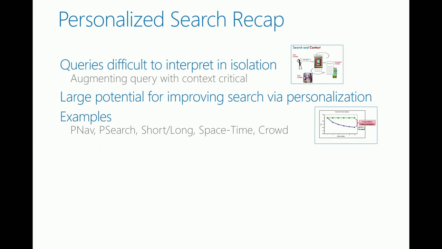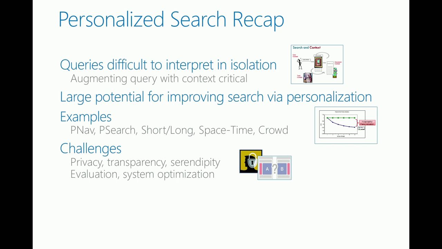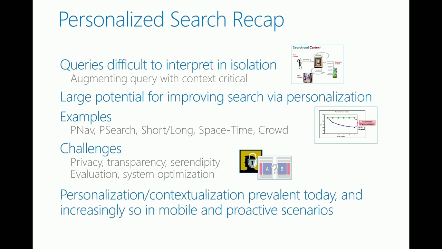I've given you different examples that look at largely content, both short-term and long-term, look at spatiotemporal context, and a little bit at using crowd work to provide some interesting insights. There are a bunch of challenges, and I've tried to highlight how we think about some of those. But I think the main takeaway from this is that personalization and contextualization is increasingly important today in our information-rich environments. It's increasingly so in mobile and proactive retrieval settings.